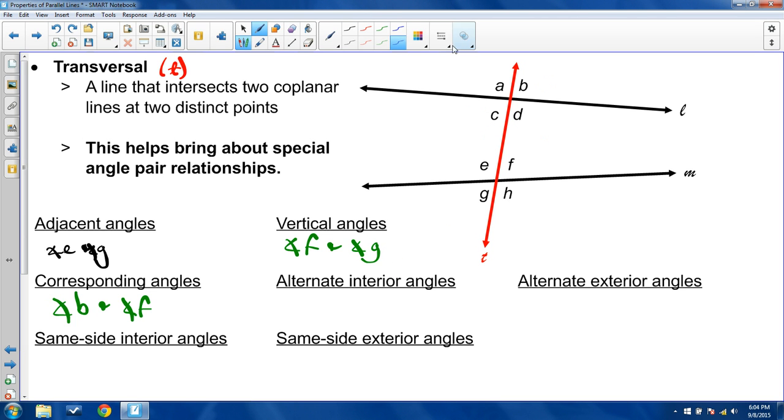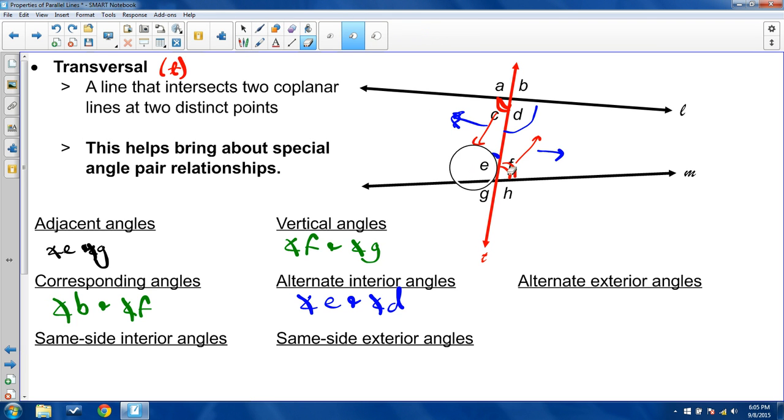Alternate interior angles, interesting term, but it makes very much sense if you think about it. Alternate means on opposite sides of the transversal. Interior means inside your two lines for which you're referring. So a pair of alternate interior angles in this case would be angles E and D. Angles E and D are alternate interior angles. What's the other set of alternate interior angles here? Angles F and C. They are on opposite sides of the transversal, and they are on the insides of the lines, interior. And they're angles, so they're alternate interior angles.